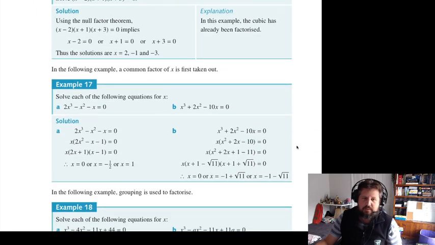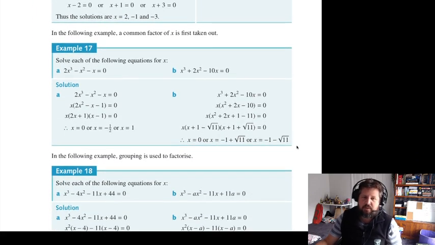Next one, there's a few extra things that need to take place first. This is Worked Example 17. And essentially with these examples, we need to take out a common factor first before we can go ahead and factorize. So what we've got here, we've got 2x cubed, take away x squared, take away x equals 0. What they've said here is, hey, x is a common factor to each of these, fits into all of those. So let's pull x out as a common factor out the front, which they've done here.